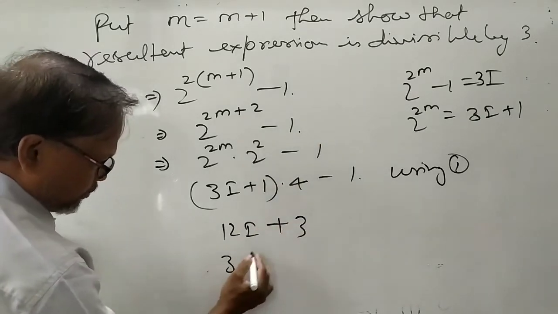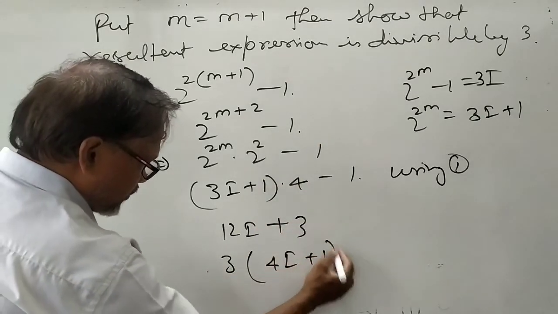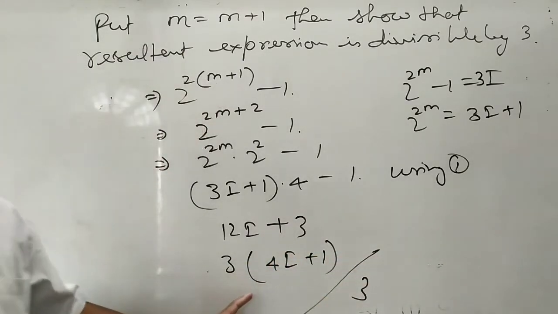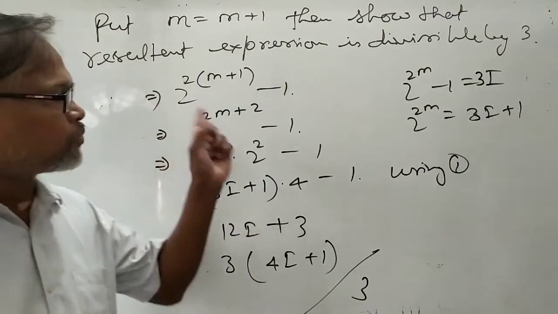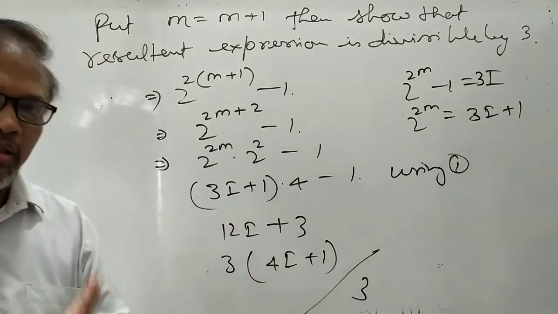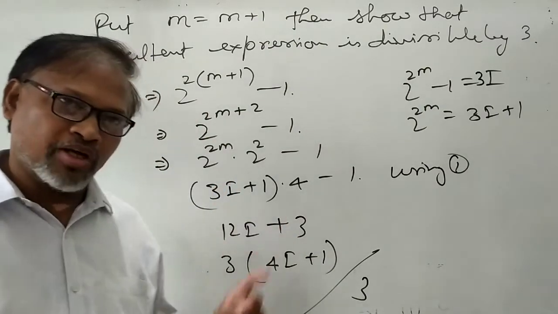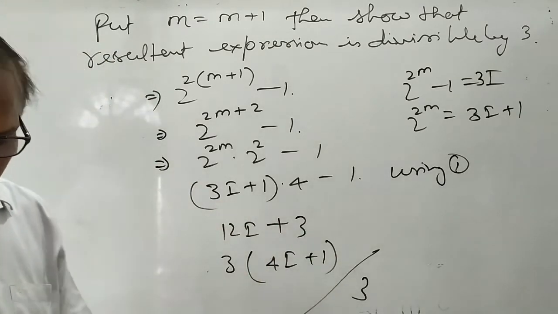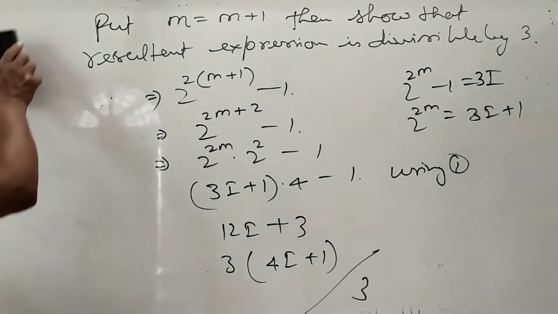Can you say this is now divisible by 3? Yes, it is divisible by 3, and it shows that the expression 2 to the power 2n minus 1 is divisible by 3 by mathematical induction. So hence it is proved. So by this way you can prove by mathematical induction.